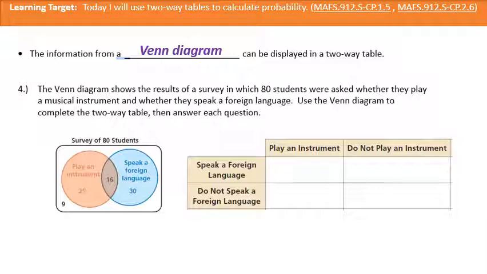Okay, so a Venn diagram shows the results of a survey in which 80 students were asked whether they play a musical instrument and whether they speak a foreign language. Use the Venn diagram to complete the two-way table, then answer each question.